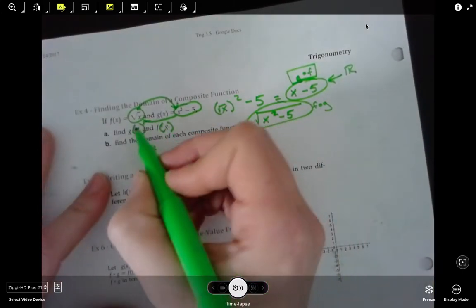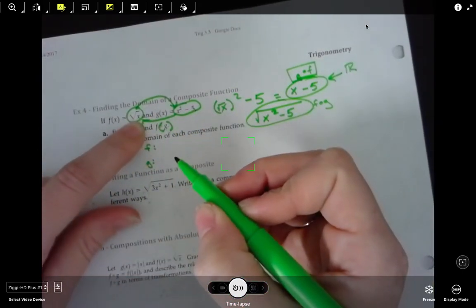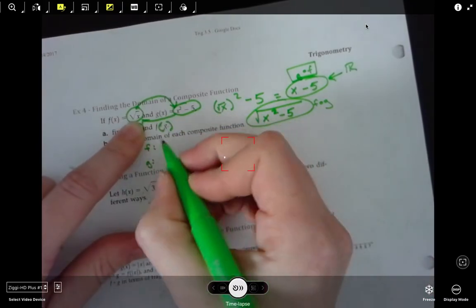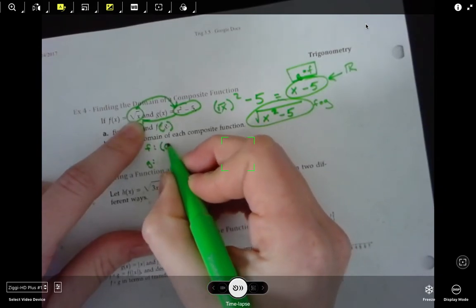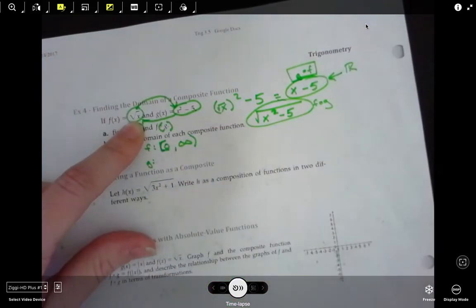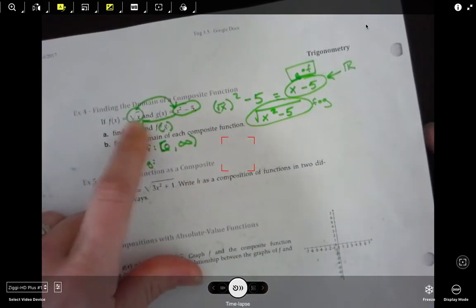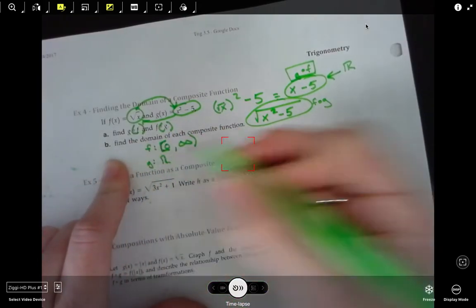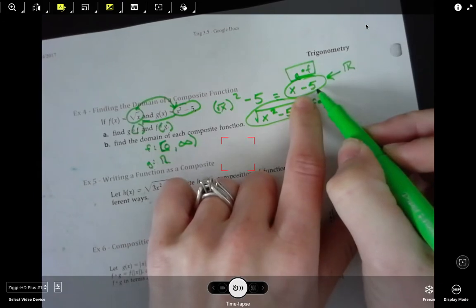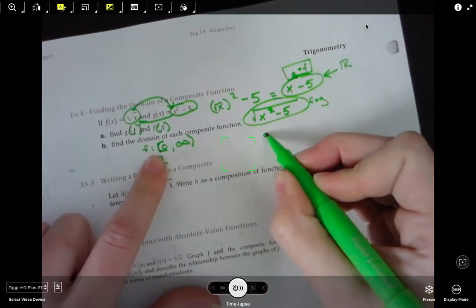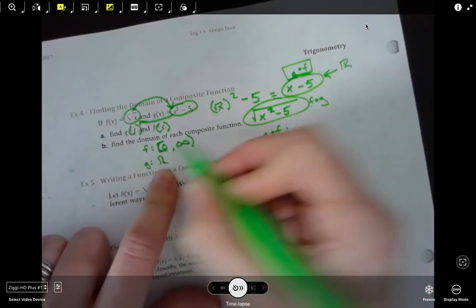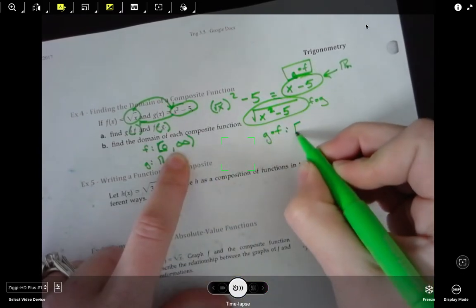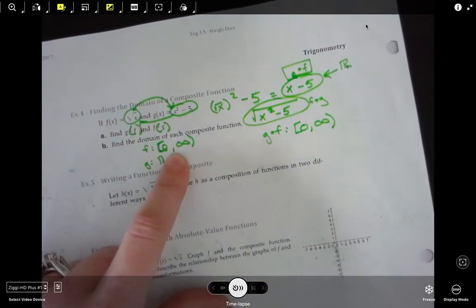So f, the square root of x, numbers that I can and cannot plug in for that, I can't have any negatives. So basically, 0 to infinity is my domain for f. For g, there's no square roots, there's no division by 0, so g is all reals. So now, instead of this guy being all reals, the domain of g composed of f is restricted. Here I have all reals, and 0 to infinity. 0 to infinity is my domain.